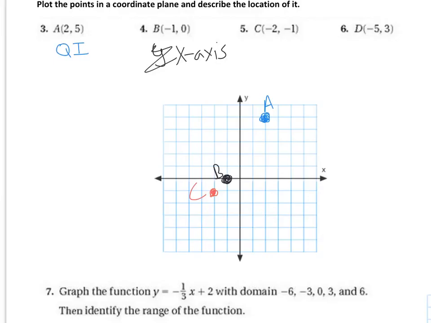Now we have to do D. So you go left 1, 2, 3, 4, 5, up 1, 2, 3. So right there.